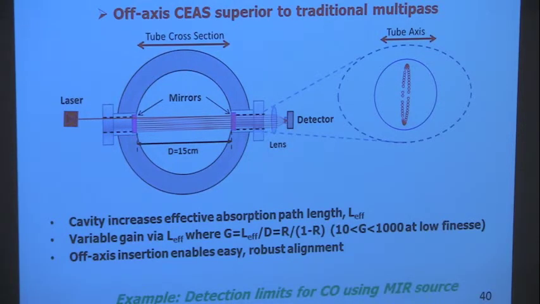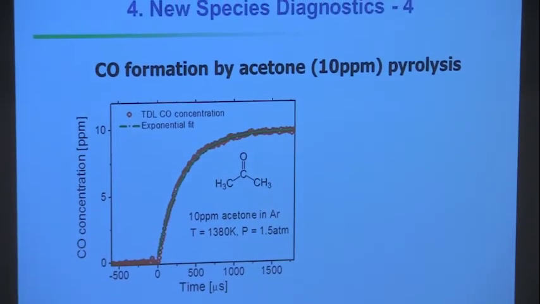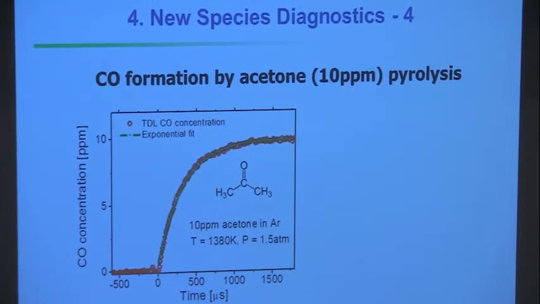I'm going to show you one example for carbon monoxide. Here's an example where we did an experiment at 4.6 microns, which is the strongest place to measure CO. We want to do an experiment where we know how much CO we should produce. So what if we put in 10 parts per million of acetone, measured at 1380 Kelvin? What should we get? If we wait long enough, we should get 10 parts per million of CO. So that's a controlled experiment.